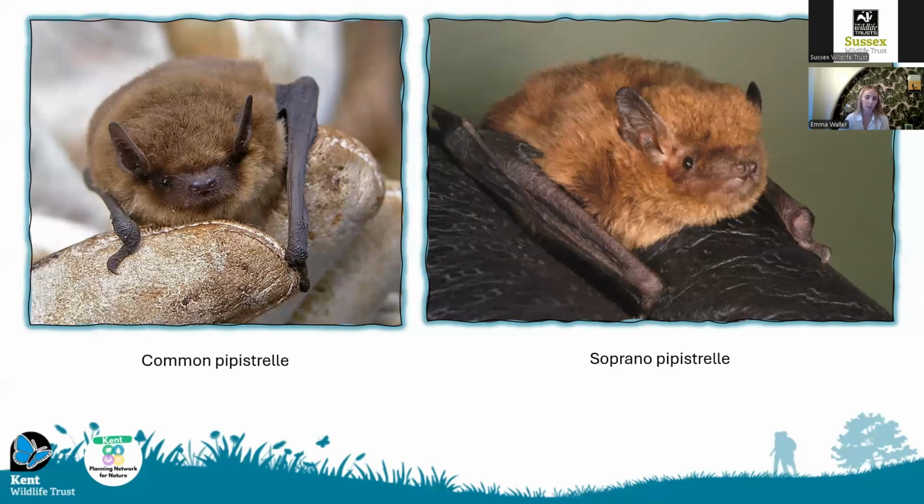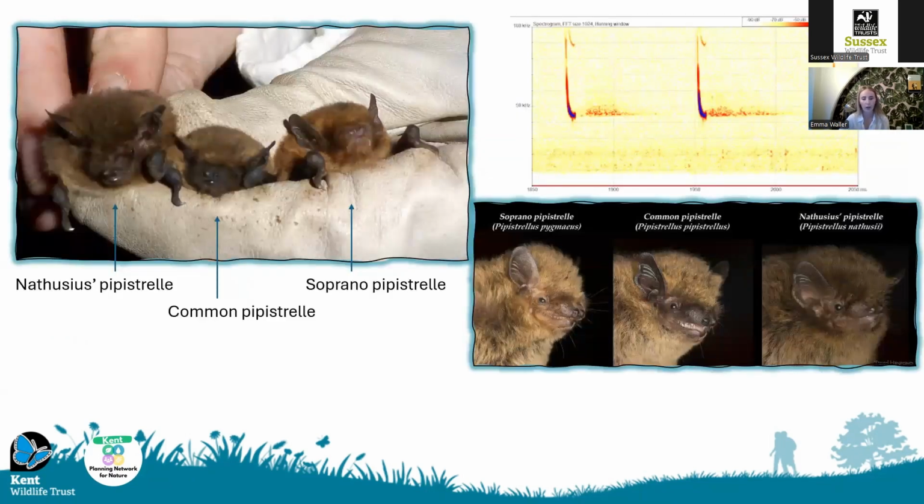So the common and soprano pipistrelle were only separated as separate species in the 1990s, and up until then they were thought to be the same species of bat. So the main physical difference to tell them apart is that common pipistrelle have darker faces compared to sopranos, which tend to be a little bit paler, but their main difference is their echolocation. So common pipistrelle echolocate at a frequency of around 45 kilohertz, compared to sopranos, which are around 55 kilohertz.